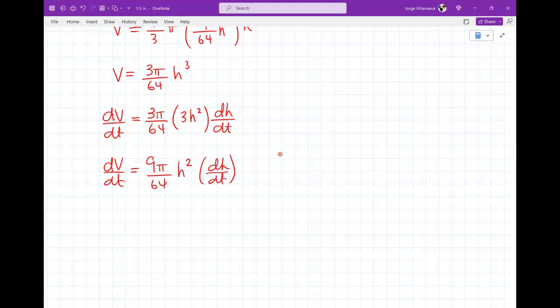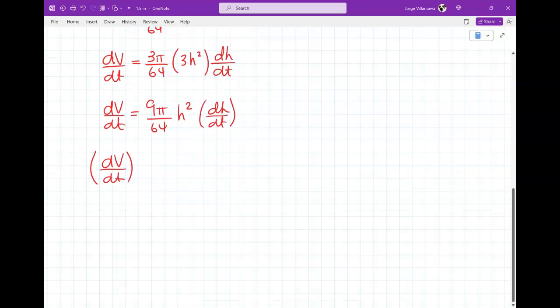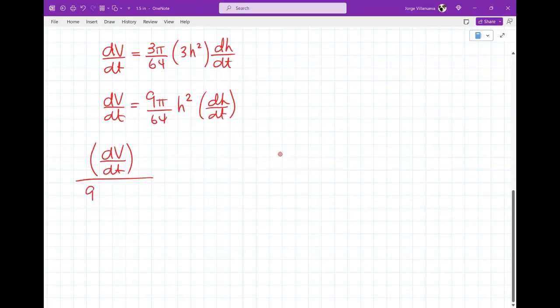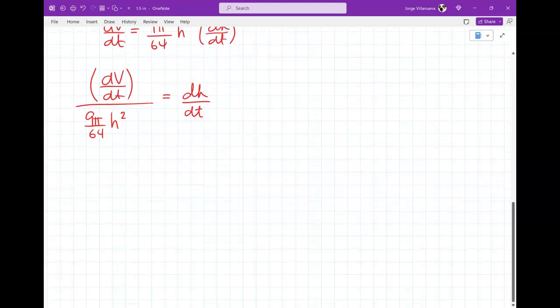And I'm going to divide everything by 9 pi over 64 H squared, okay? It's going to look really messy, but just bear with me. dV dt over 9 pi over 64 H squared is dH dt. I don't like to plug in numbers here and there. I want to solve it all for one thing, and then I'll plug everything in when I'm ready. So now I'm ready. I'm going to get dH dt and plug in H equal to 3. That's what they wanted me to do, okay?